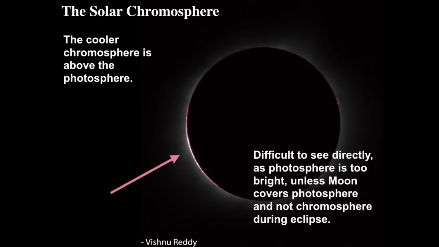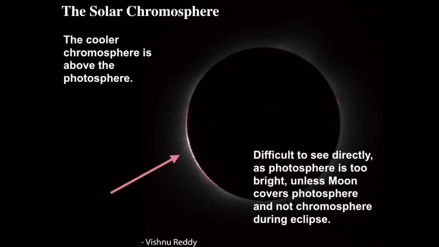And since it's hot, it will glow with this characteristic pink glow. And that characteristic pink glow is that of hydrogen. And that's what you're seeing in this image that Dr. Reddy did of the total solar eclipse back in August of 2017. You can't even see it unless the moon covers it during an eclipse. But you can see other things there too.